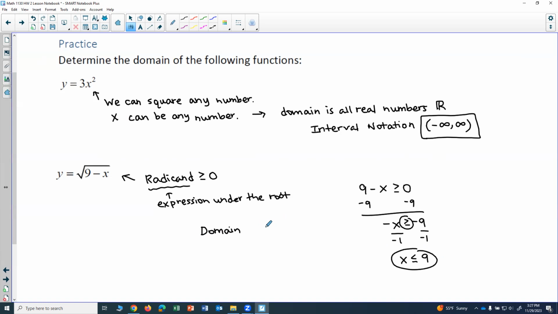So I have x is less than or equal to 9. So there's no lower bound. I would do negative infinity. Positive 9 gets a bracket because of the equals. So because I had that equal bar, equal gets a bracket instead of a parenthesis. And so I'll have my domain as negative infinity to positive 9.